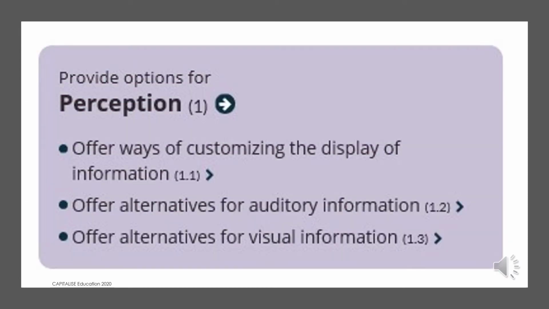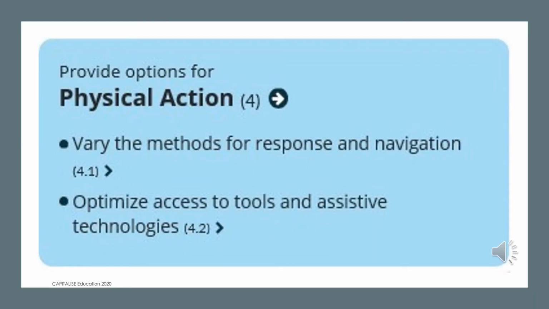The second guideline in the access layer focuses on how students perceive information. During the planning, teaching, and assessment cycle, this guideline and the associated checkpoints encourage teachers to think about the multiple ways they can represent information to support students to perceive the information that teachers are presenting.